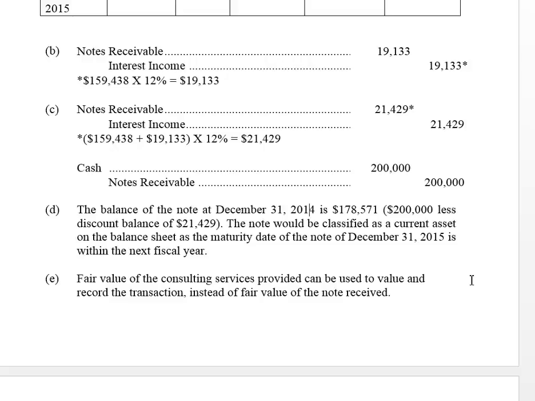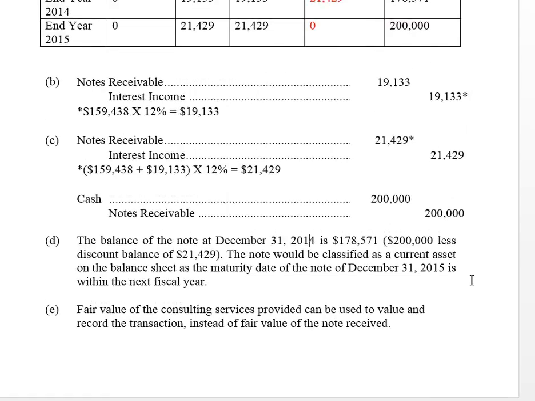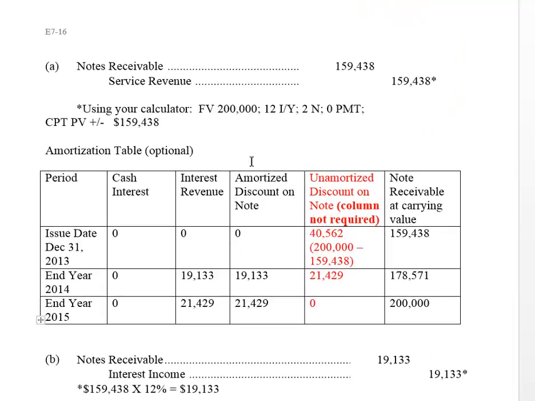Now, the last part of the question said, if an appropriate market rate of interest for the note receivable was not known, so if we didn't know the 12%, how should the transaction be valued at the date the note was made, which was December 31st, 2013? Well, if we didn't have that 12% rate that we used up here, we wouldn't have been able to calculate this present value of $159,438.